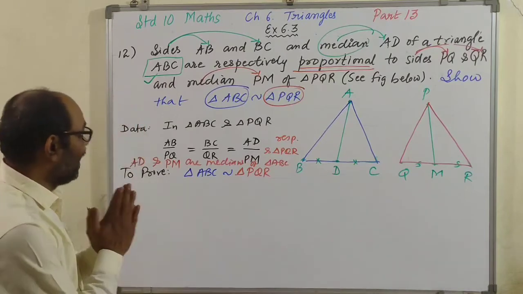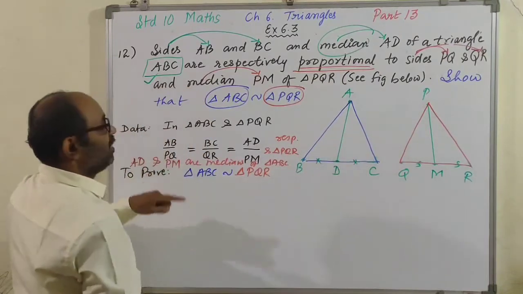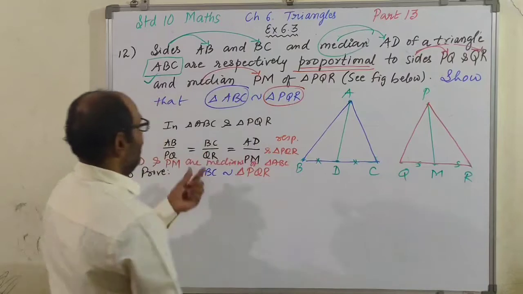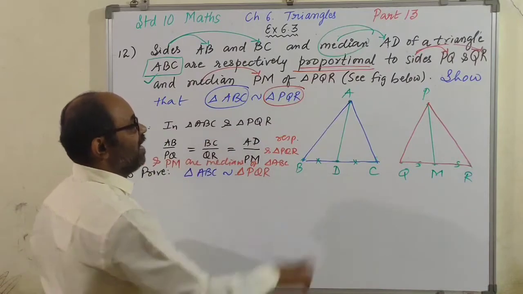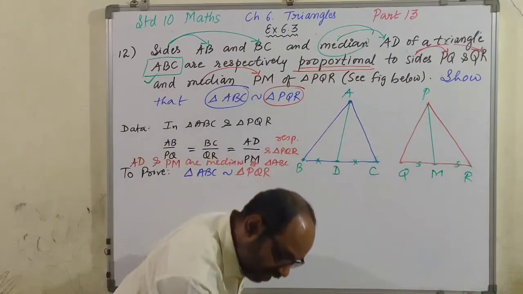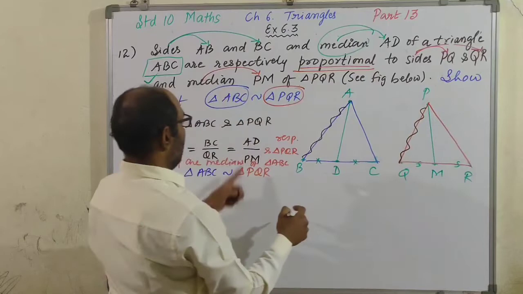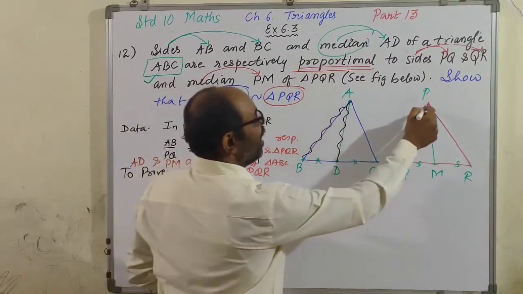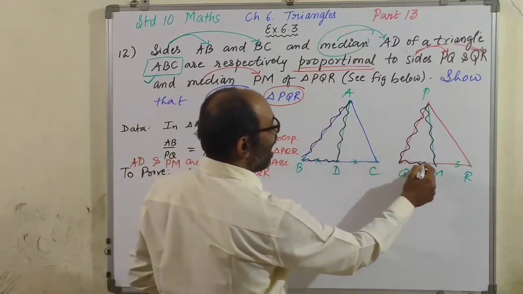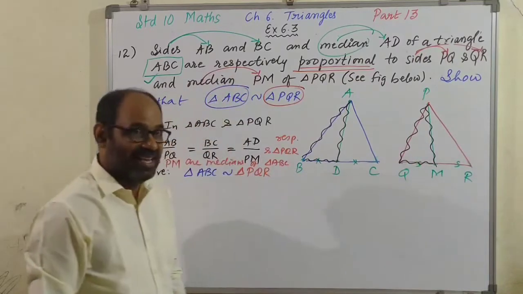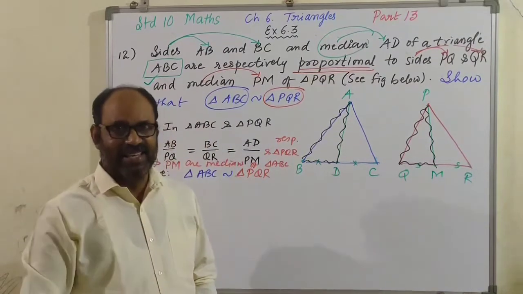Alright, now look here: AB upon PQ, this side upon this side, is equal to BC upon QR, this whole side upon this, is equal to AD upon PM, AD upon PM, children, this side upon this side. Then your third one, AD upon PM. My God, if we take this side, this should have been it. We should have got BD upon QM. Or by mistake I gave BC upon QR. No mistake was made there.